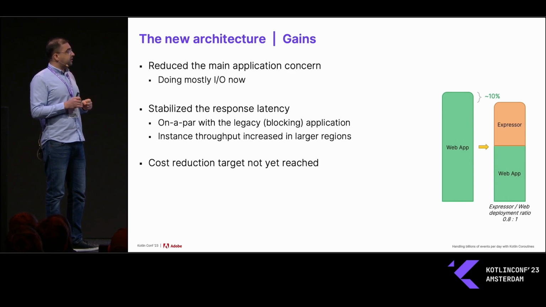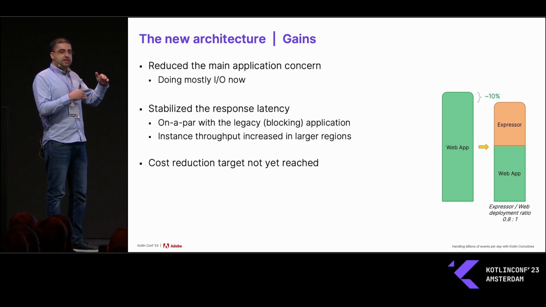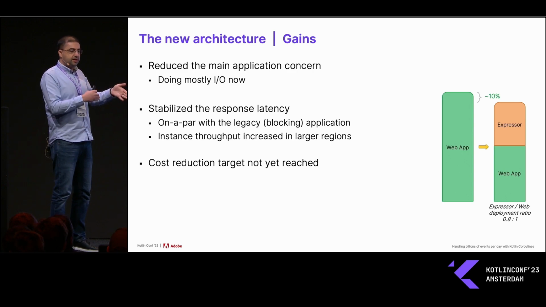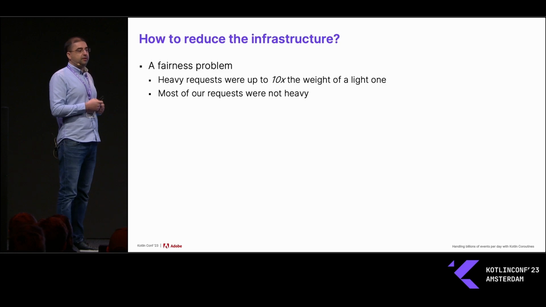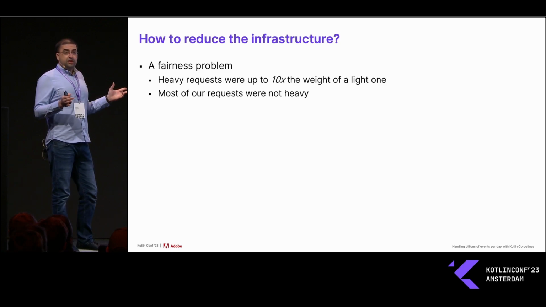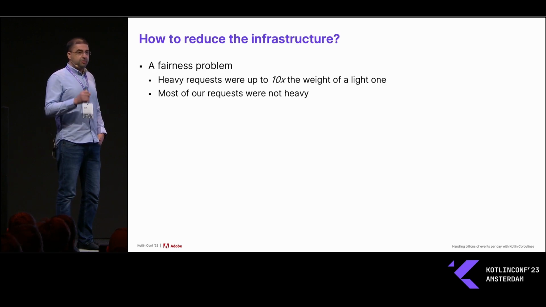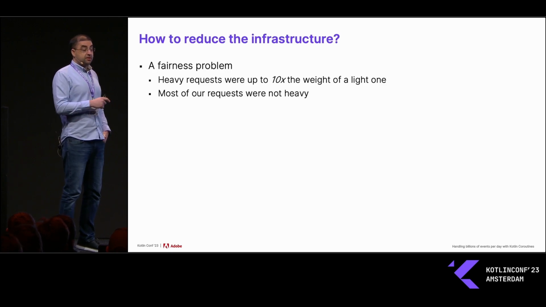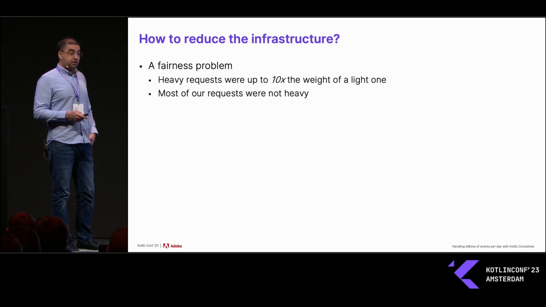What the graph on the right-hand side wants to show is that for every web instance that we brought down with this change, we had to bring up an almost equally sized expressor instance, which was the new application we'd built. How could we reduce the infrastructure even further? We had to look at this problem from a different angle. It was actually a fairness usage problem, since we had some requests that were 10 times the weight of a light one. It was true, on the other hand, that most of our requests were not heavy.